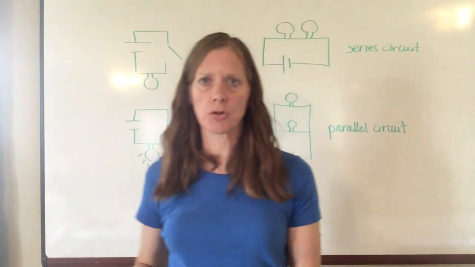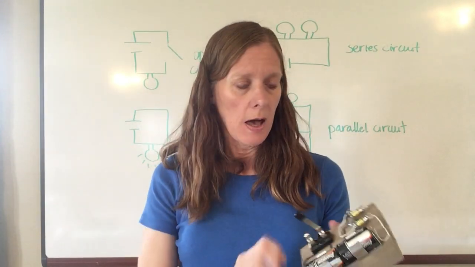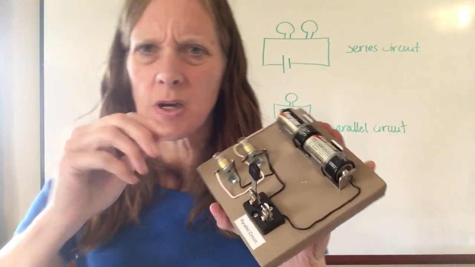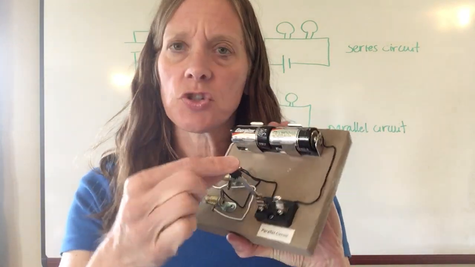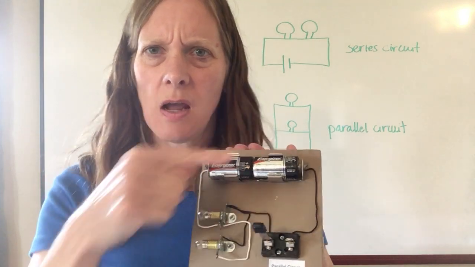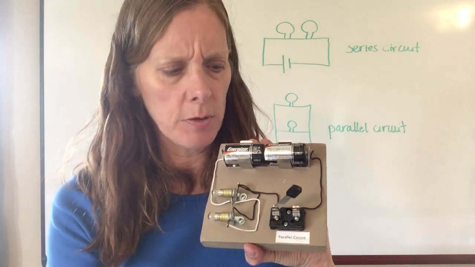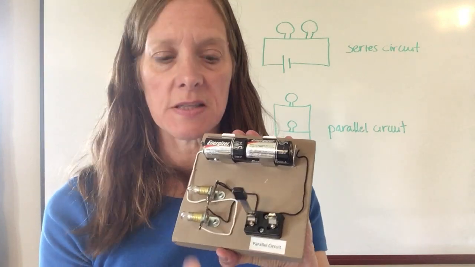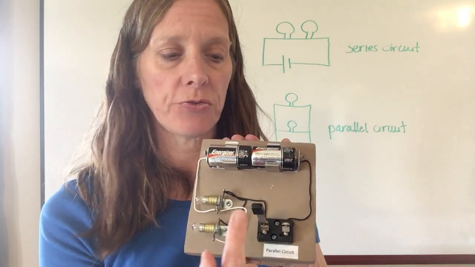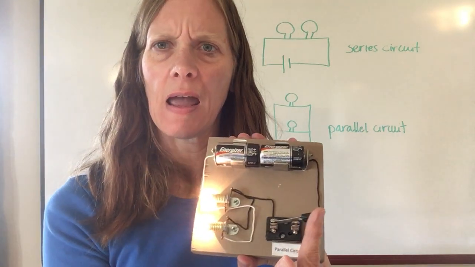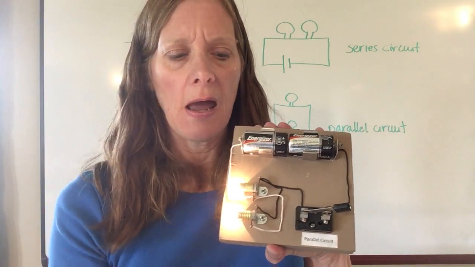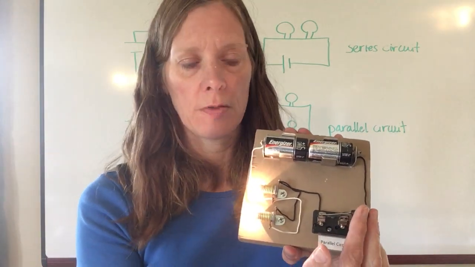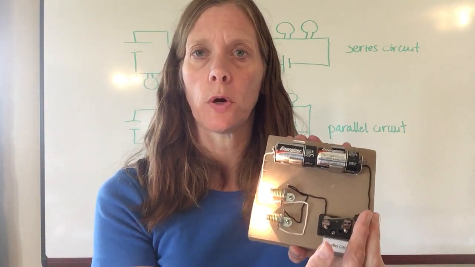This is actually a circuit board that my daughter built for a 4-H project at one point. In this, you can actually see the switch is right here. I've got my batteries, I've got a couple of light bulbs here, and right now my switch is open, and so that means that the current is not able to flow. If I close the circuit, then the light bulbs will light up, and the current will be able to flow, and they'll work.